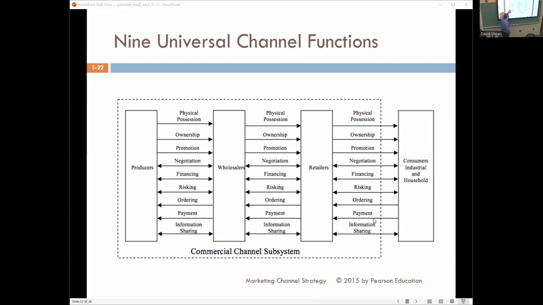If you notice, ordering always flows upstream. And that includes the consumer ordering from the retailer, the retailer ordering goods from the wholesalers, and the wholesalers ordering goods from the producers. While the producers can try to invoke them, it flows upstream always, just like payment does as well. The last one is information sharing. This will be a note for you to remember for your test. Information sharing, as far as tests go, is the most important of the nine channel functions, as far as your test is concerned.